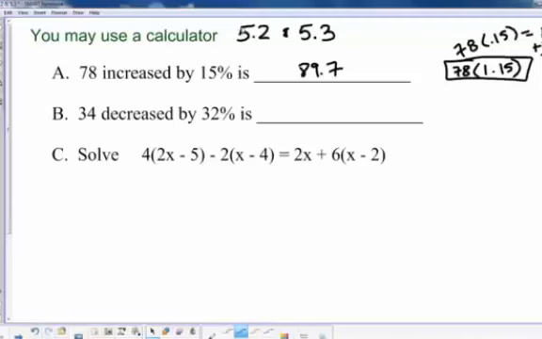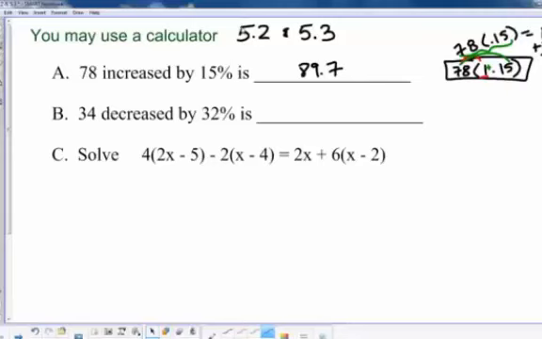It means the exact same thing as that plus 78. The 78 is the 1 keeping the 78, and the 15% is right here. And I could even put a plus in the middle if that makes more sense.